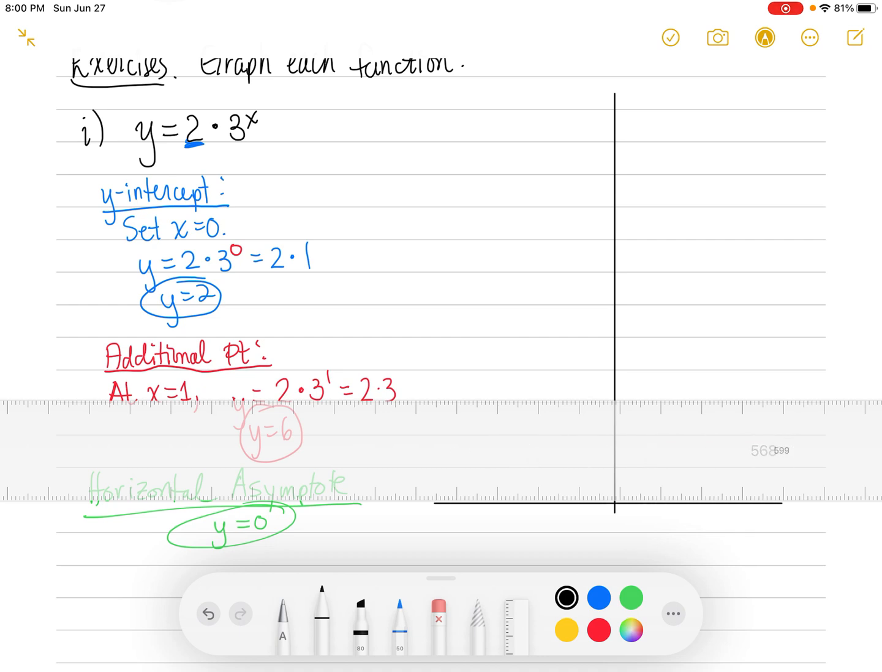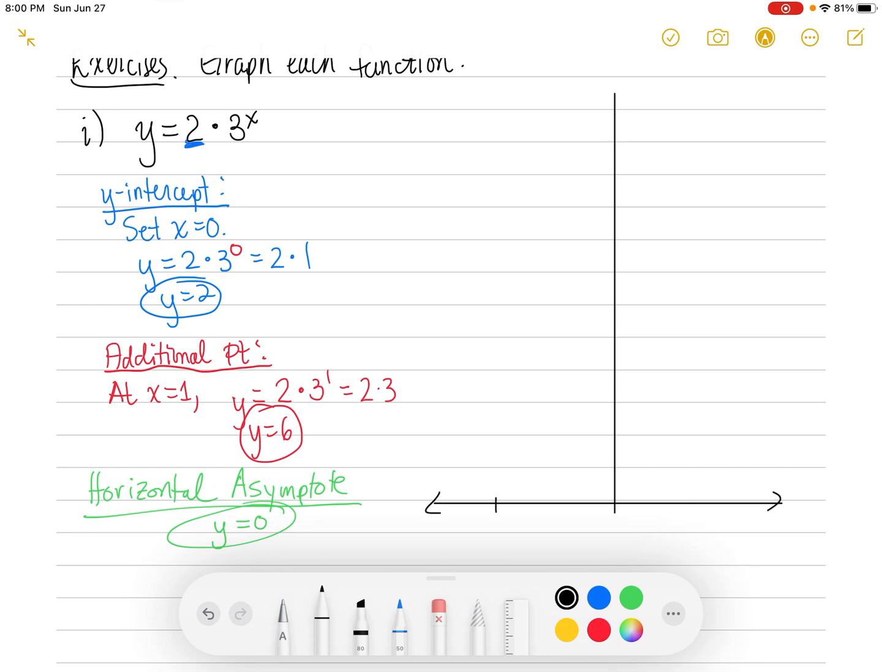So to graph this out, I'm going to start off with a y-axis, I guess, and an x-axis. Okay. -2, -1, 0, 1, and 2 along the x. Along the y, we'll go 1, 2, 3, 4, 5, 6, 7, 8, 9, 10, 11. Okay. So my y-intercept is at y equals 2, so right here in blue, and I have an additional point at 1, 6, my bad, right here.